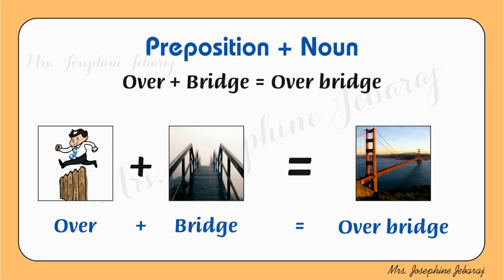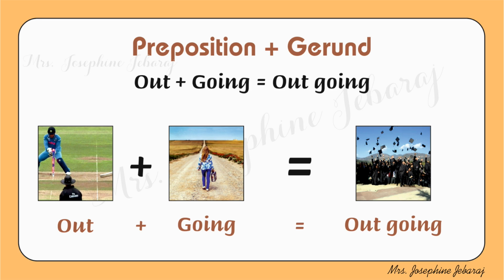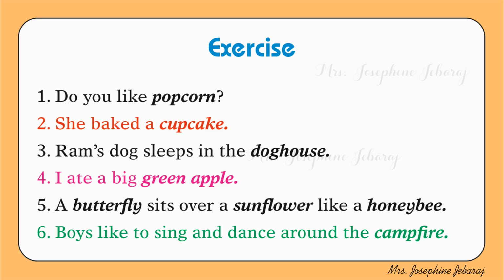Preposition with noun. Over, bridge. Over is preposition, bridge noun. After, noon. After, preposition; noon, noun. Preposition with verb: overthrow, outlook, online. Overthrow. Over is preposition, throw is a verb. Then we move on to preposition with gerund. Outgoing. Okay children, let us do an exercise to find out these compound words in sentences.